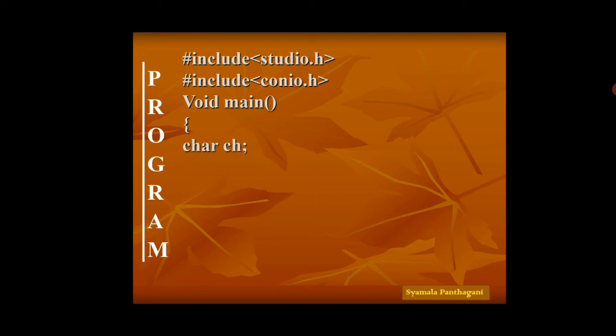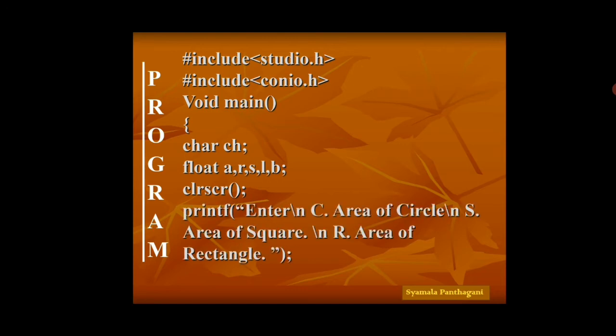char ch. Here the compiler allocates the memory for the variables, which is under the data type. float a, r, s, l, b. Next one, clrscr. printf, enter new line character. C, area of circle. S, area of square. And R, area of rectangle.